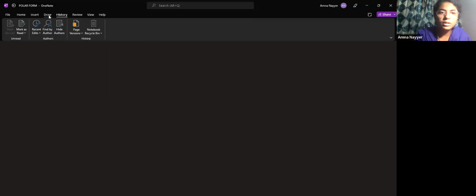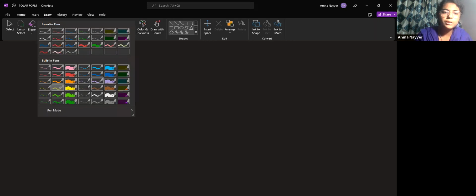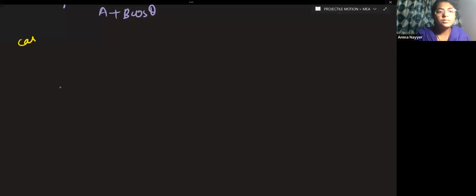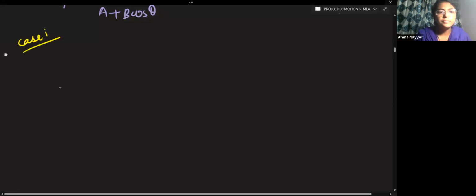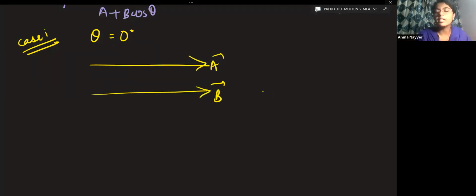And class, don't note it down when I'm writing. I'll give you sufficient time to copy all these points. So case one is when the angle between the two vectors is 0 degree. It means both the vectors are parallel. This is A vector. This is B vector. So the angle between these two vectors is what?